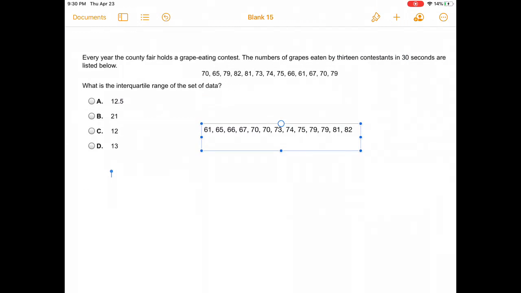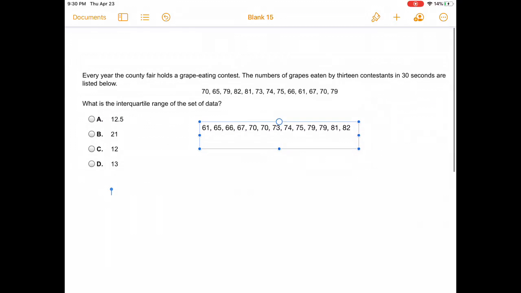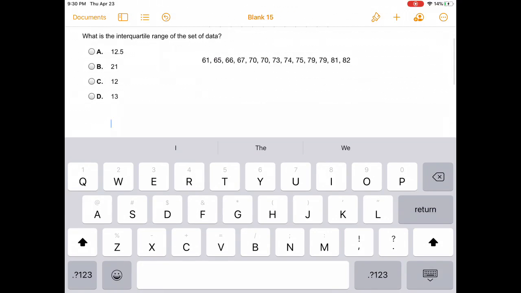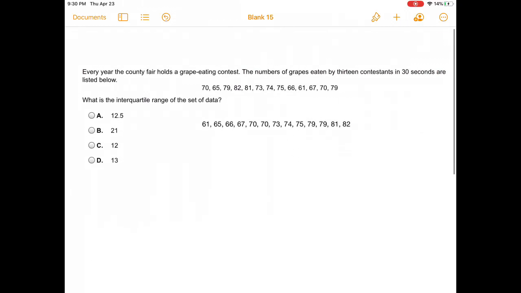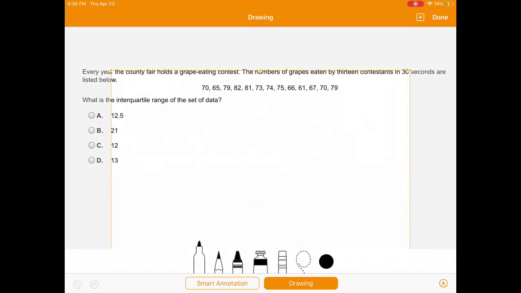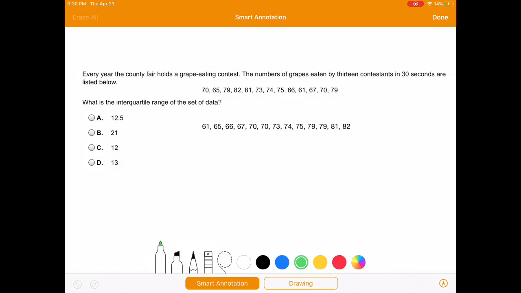So let's go ahead and use our little magic here and bring up those numbers in order. All right, so I put all of these in order. Now, one thing to keep in mind, when you're trying to put these numbers in order, it's very easy to lose track of the numbers. So what I recommend is going ahead and, as you're writing them down, cross them off. So when I wrote down 61, I would have crossed off 61, and then 65, I would cross off 65, and then 66, and so on and so forth.